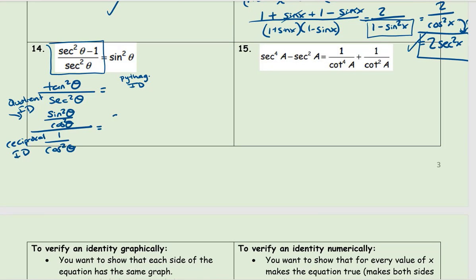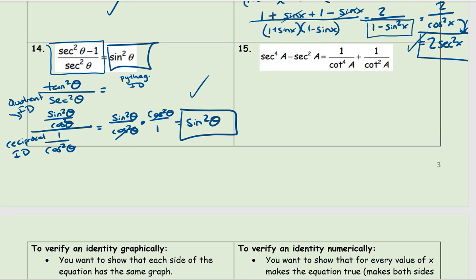So what we're going to do is keep, change, flip. So we have sine squared theta over cosine squared theta. We're going to change the sign in the middle, and that's going to be cosine squared theta over 1. And that, after canceling out, is just sine squared theta, which was what we were supposed to be getting on the other side.